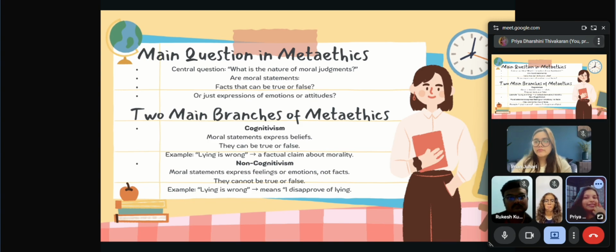The main question in metaethics is, what is the nature of moral judgment? Are moral statements facts that can be true or false, or just expressions of emotion or attitudes? So there are two main branches of metaethics. One is cognitivism, in which moral statements express beliefs. They can be true or sometimes false. Example, lying is wrong. That's a factual claim about morality. Next is non-cognitivism, in which moral statements express feelings or emotion, not facts. They cannot be true or false. Lying is wrong means I disapprove of lying.